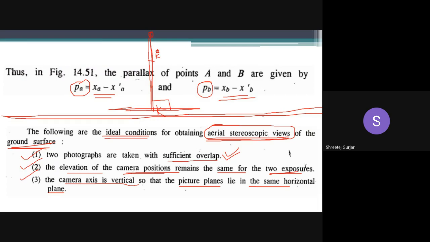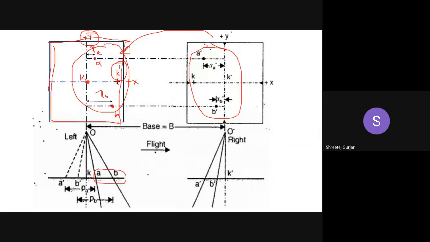So this is regarding stereoscopes and stereoscopic views. We have learned about stereoscopy, stereo pairs, stereoscopes, mirror stereoscope, lens stereoscope, and also parallax, or the difference in parallax. All these topics we have covered today in one hour.